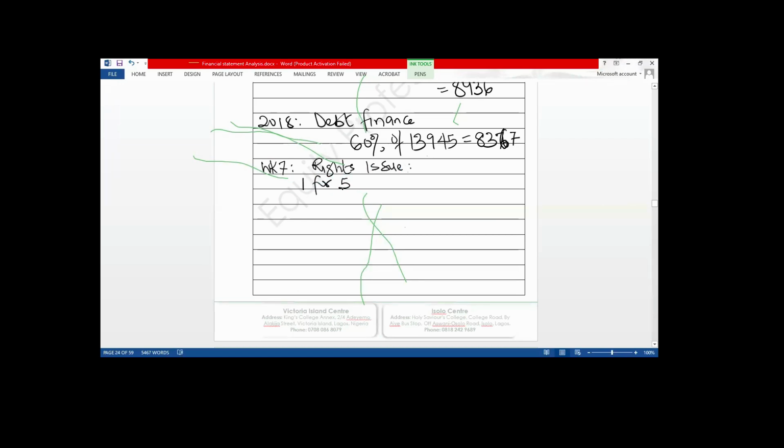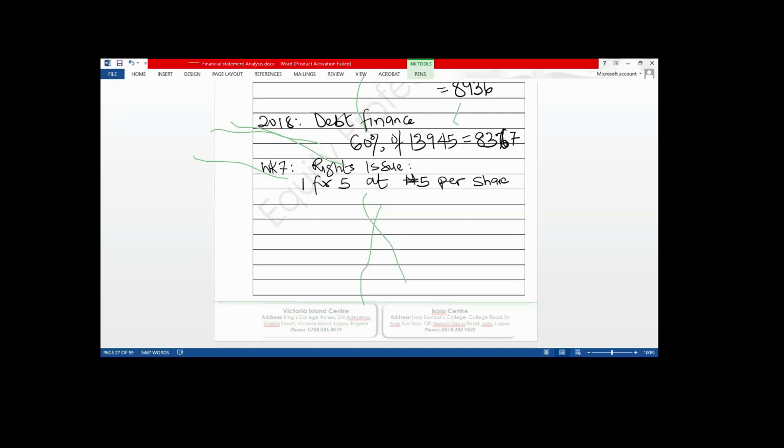1 for 5, at 5 naira per share. So we want to do a rights issue, 1 for 5. That means for every 5 existing shares, we are going to issue 1 new share at a right.